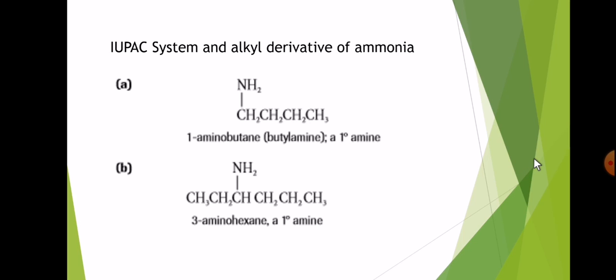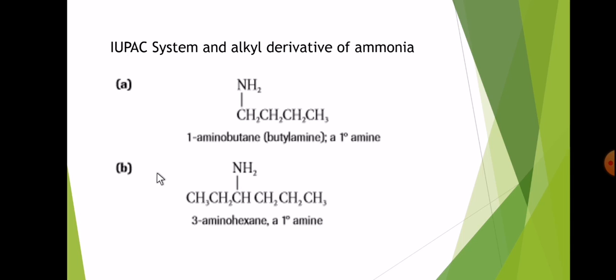So here we have some examples. According to the IUPAC naming system, we have to consider each molecule as an alkane. The NH2 group is called the amino group. Thus the structure in figure A is a butane with an amino group on carbon atom 1. So this will be named 1-aminobutane.